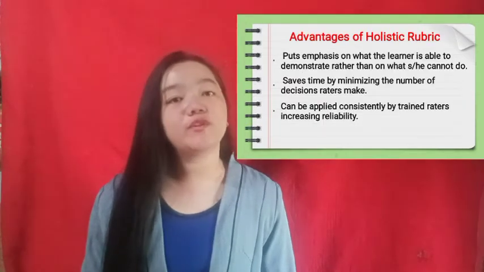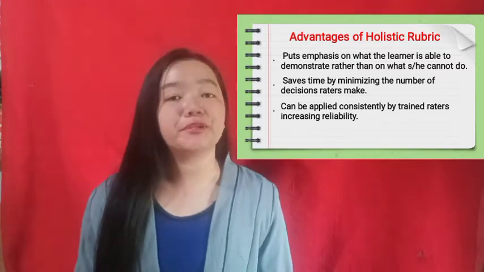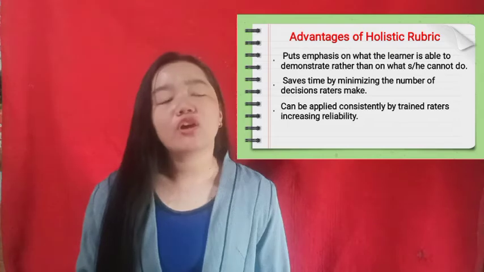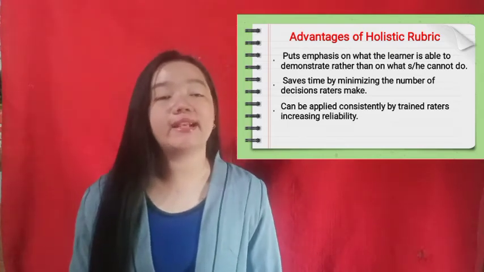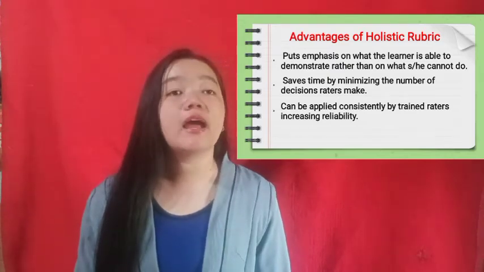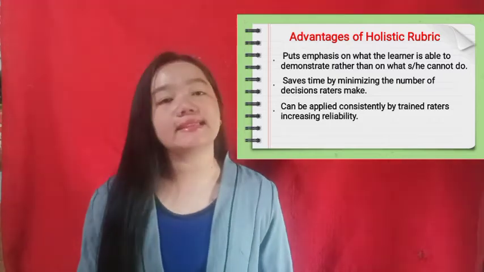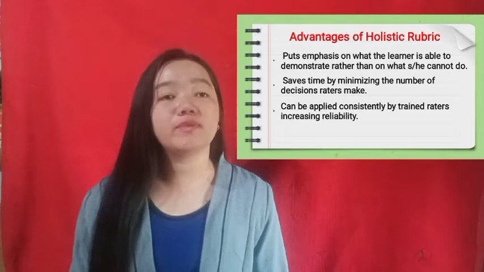The advantages of using holistic rubrics include that it puts emphasis on what the learner is able to demonstrate rather than what she or he cannot do. It saves time by minimizing the number of decisions raters make. Next, it can be applied consistently by trained raters, increasing reliability. That is the nature of analytic and holistic rubrics. Now, to strengthen your understanding about it, here are its examples.